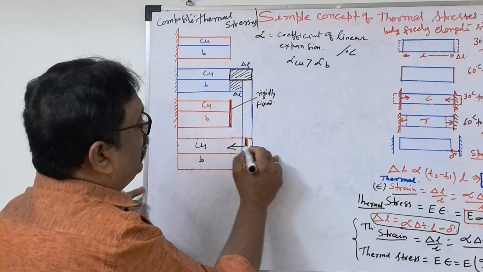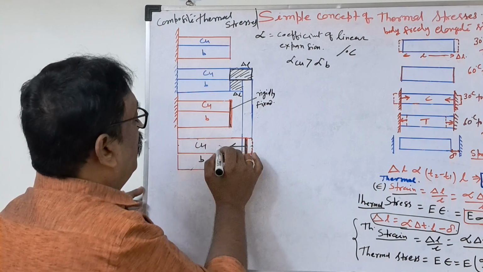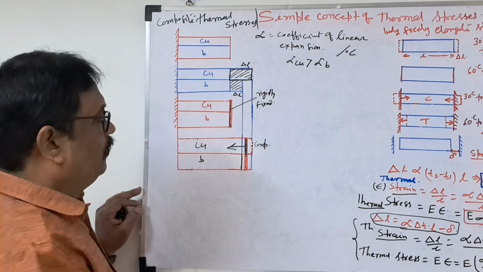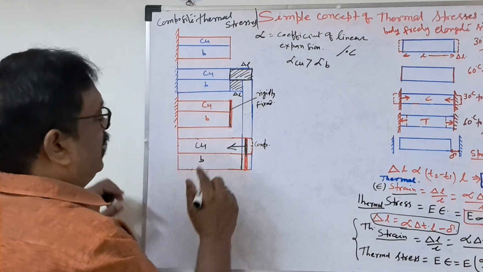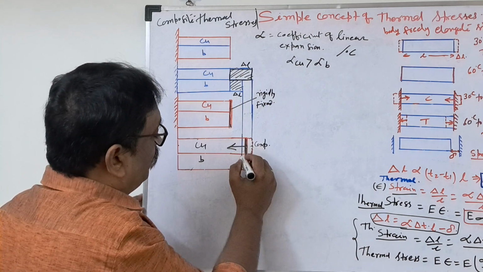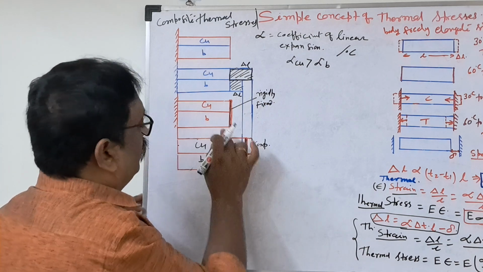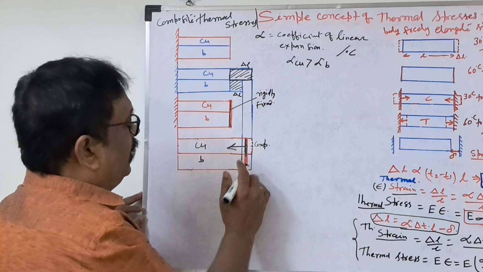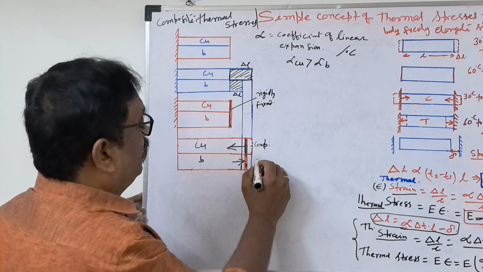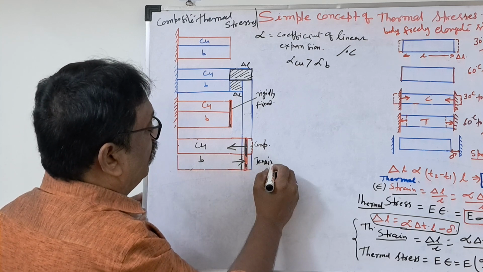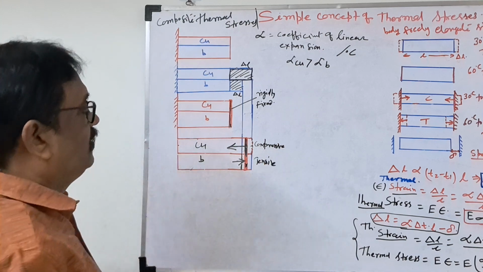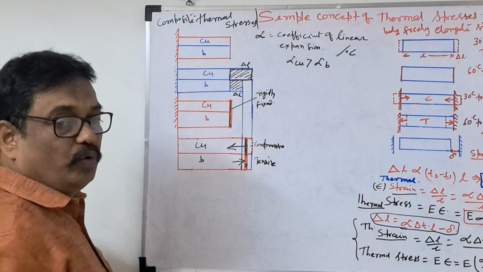That means what will happen here? Compressive stress will develop in the copper. But due to the brass bar, elongation will be up to here. Because both bars will elongate equally due to the rigidly fixed body, the brass will pull back. That means tensile stress will develop here. Here compressive stress will develop, here tensile stress will develop. This is the concept. Now how to write the formula?